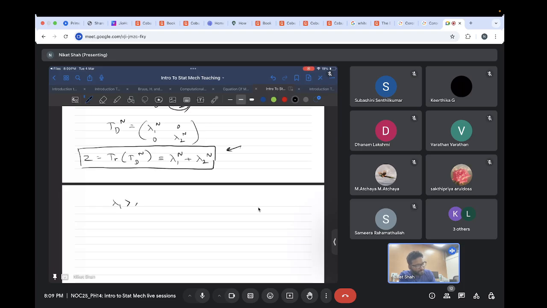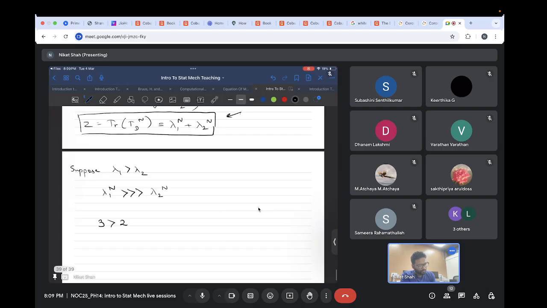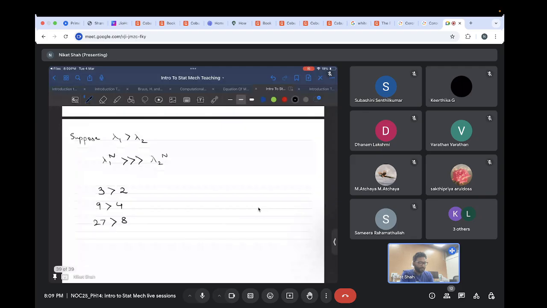suppose lambda 1 is greater than lambda 2. Then in that case, lambda 1 raised to power n, where n is a very large number, is going to be much, much greater than lambda 2 raised to power n. Think about this. 3 is greater than 2, so 3 squared, 9, is greater than 2 squared, 4, right? We're talking about powers now. 3 cubed, 27, is a huge difference from 2 cubed, 8.